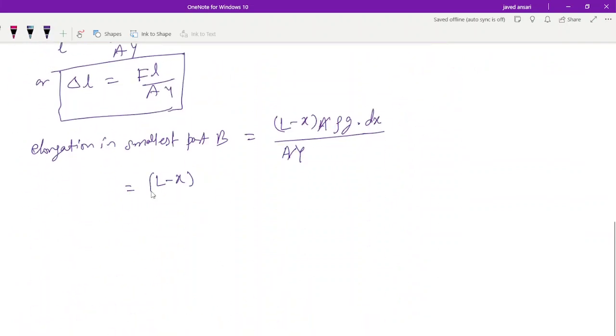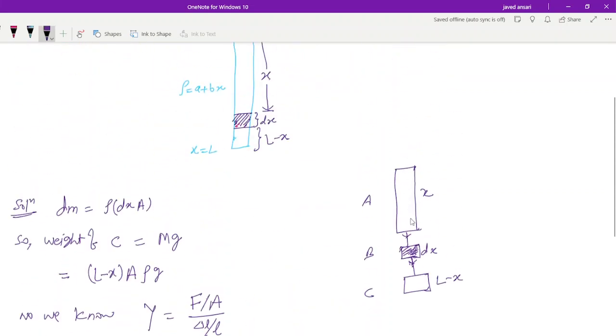L minus x, A plus bx into g dx. A we already cut it, right? So A gone, only y is remaining. So this is the elongation of this smaller portion.